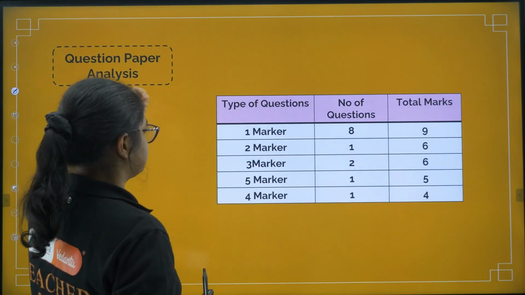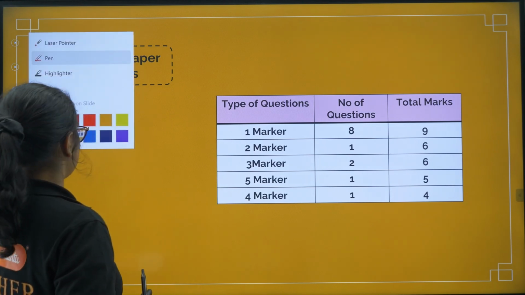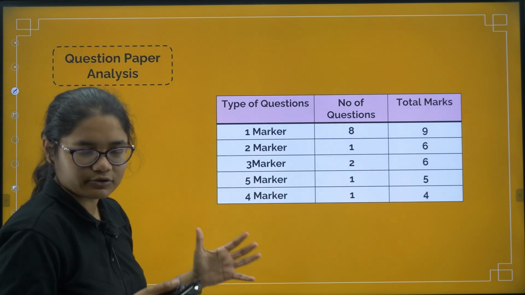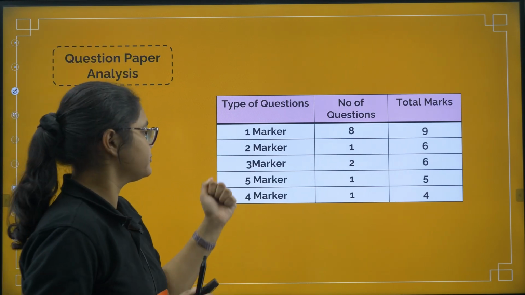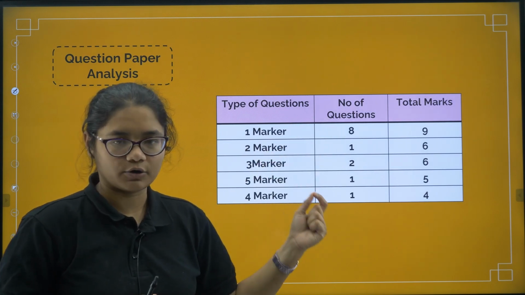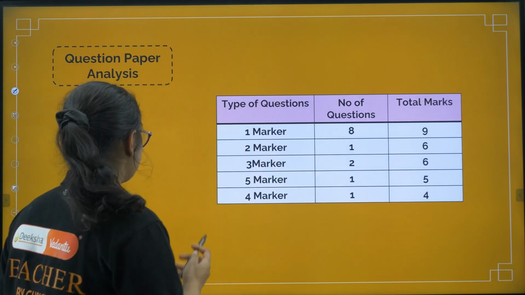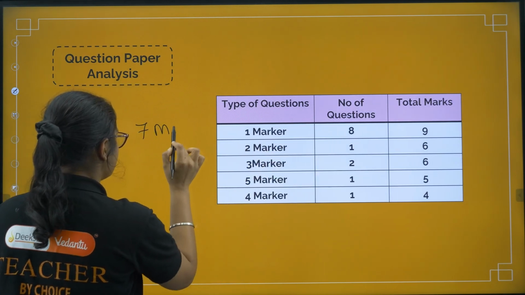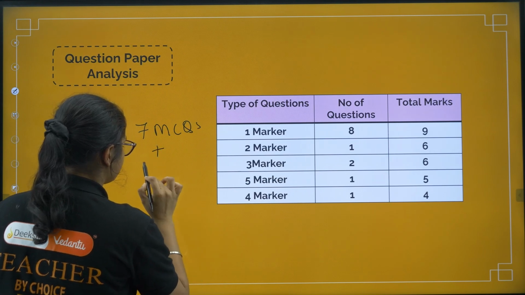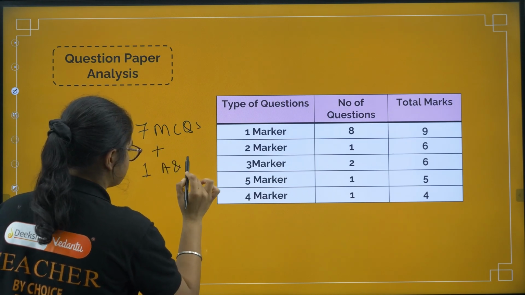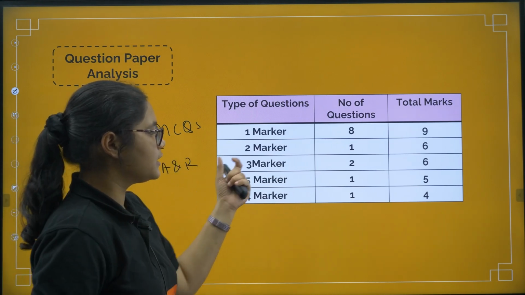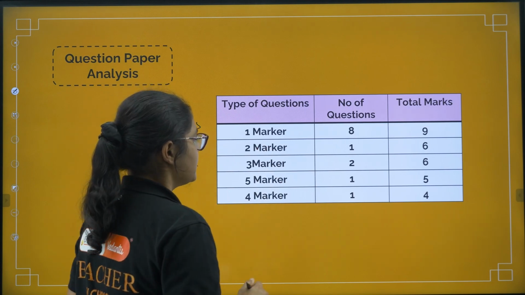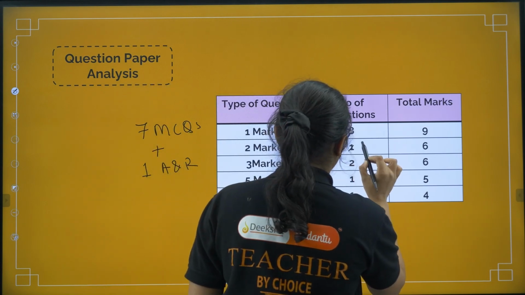As you all know, by now you'll be very familiar with the question pattern because it is almost similar in all the papers. You'll be having 8 one-marker questions in which there will be 7 MCQs and 1 assertion and reason question. Then in 2-marker you will be having 1 question.